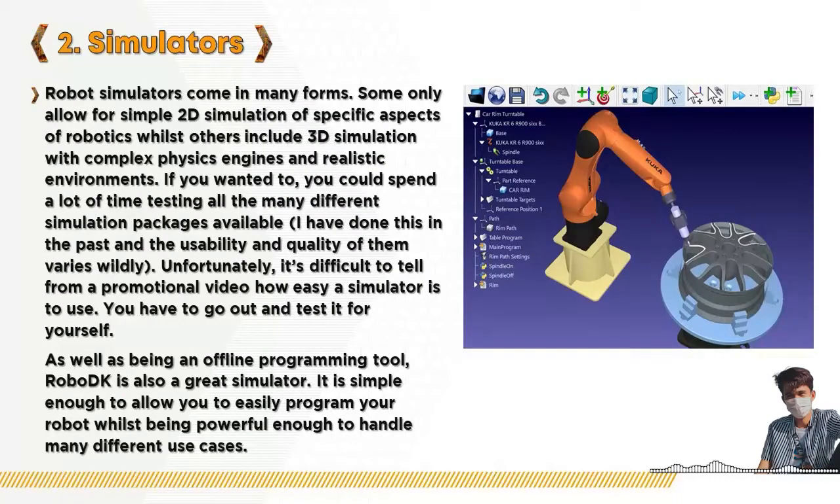Robot simulators come in many forms. Some only allow for simple 2D simulation of specific aspects of robotics, while others include 3D simulation with complex physics engines and realistic movements. If you wanted to, you could spend a lot of time testing all the many different simulation packages available. But unfortunately, it's difficult to tell from a promotional video how easy a simulator is to use. You have to go out and test it for yourself.